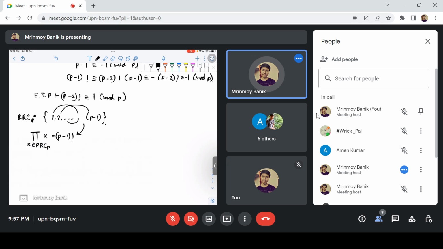So if we try to do that, then we can observe one thing. So observe that p minus 1 times p minus 1 is congruent to minus 1 times minus 1 is congruent to 1 mod p. So p minus 1 is the multiplicative inverse of itself, or a self-inverse. Right, so p minus 1 is a self-inverse mod p.